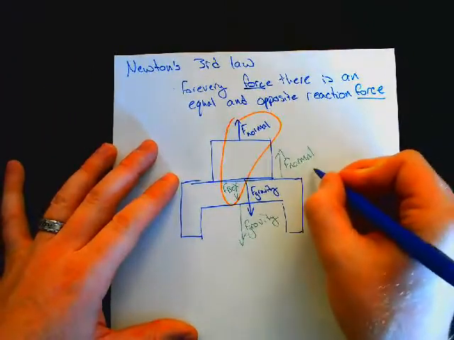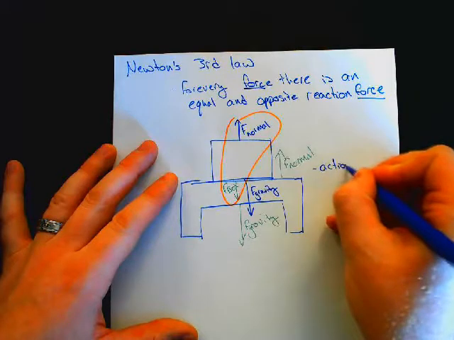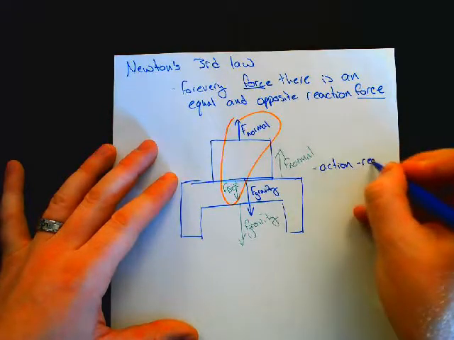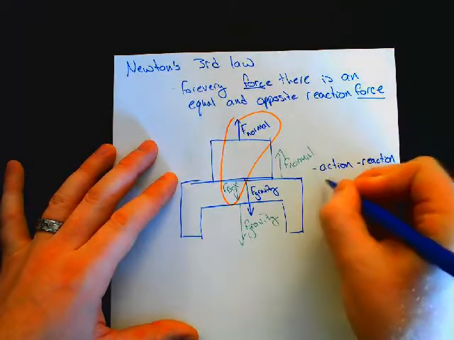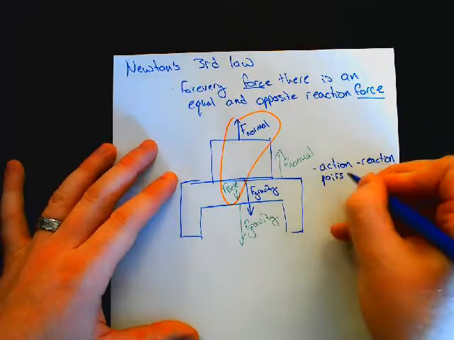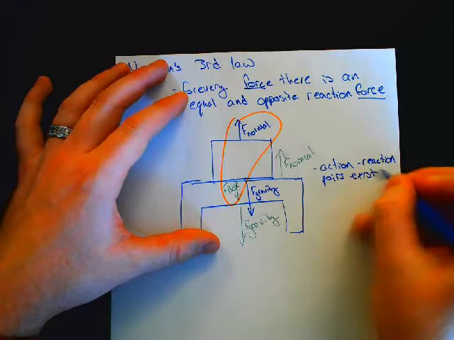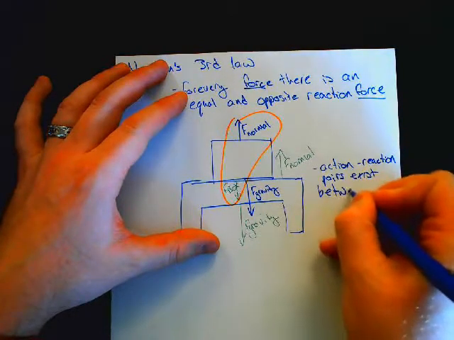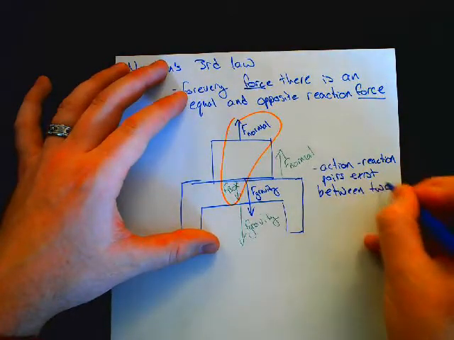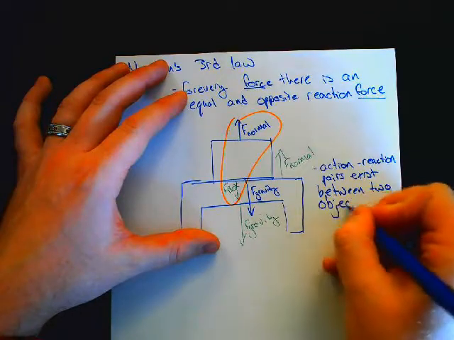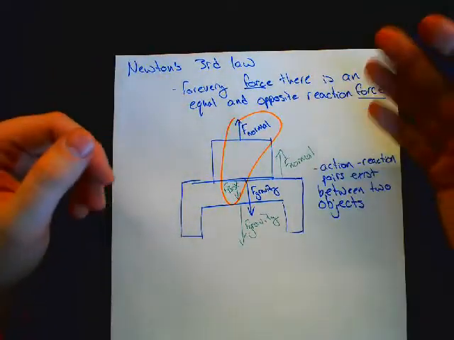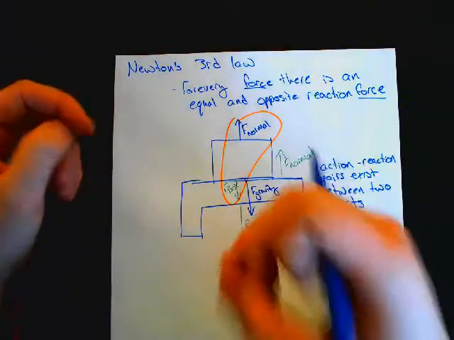So, action-reaction pairs exist between two objects. They have to be opposite in direction, and one force has to act on each object.